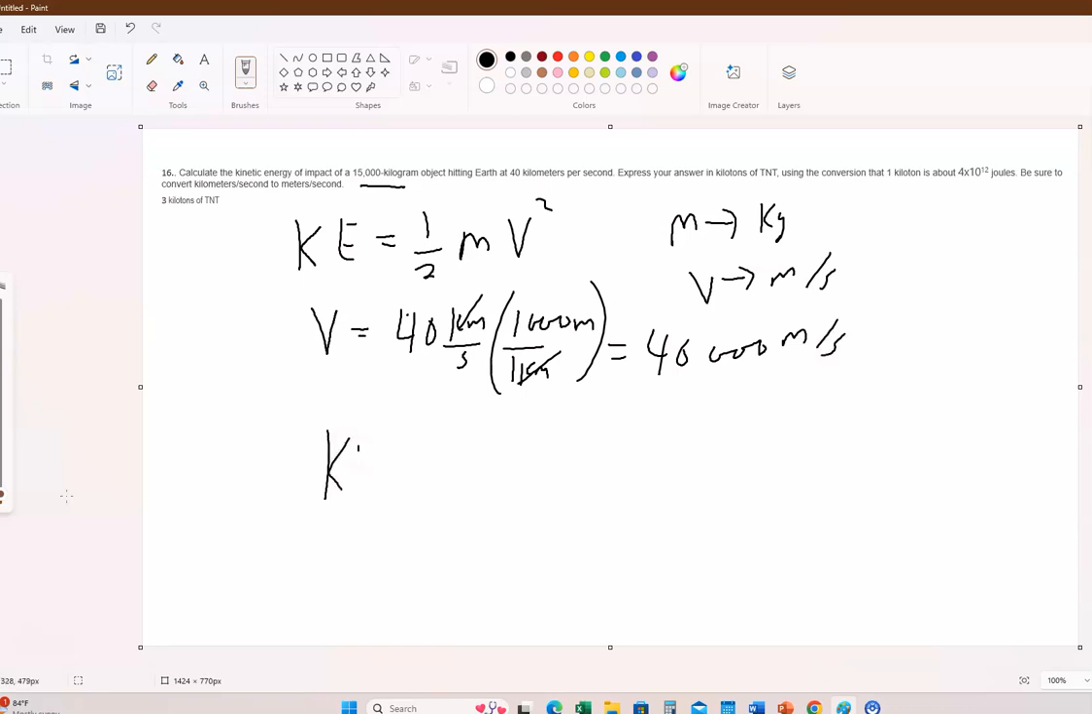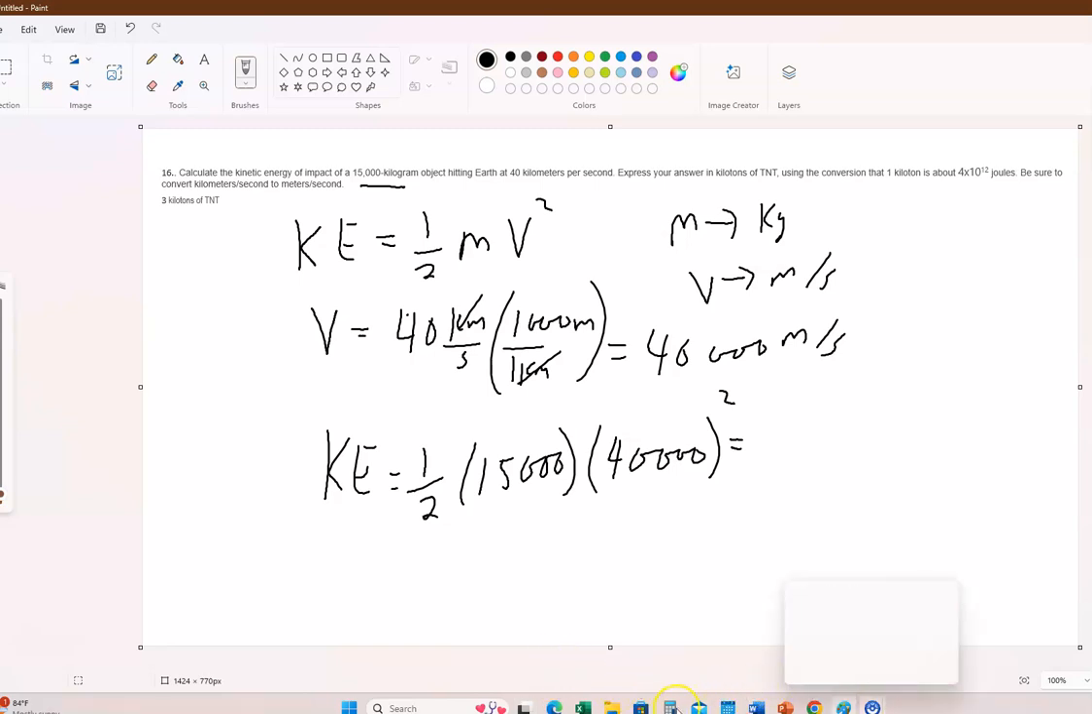And so the kinetic energy, which by the way, when you have the mass in kilograms and the velocity in meters per second and you square it, gives you joules of energy. So it's 1/2, our mass is 15,000, and then our velocity turns out to be 40,000 meters per second, but we've got to square that. Again, this answer will be in joules, and then we'll convert that to kilotons.